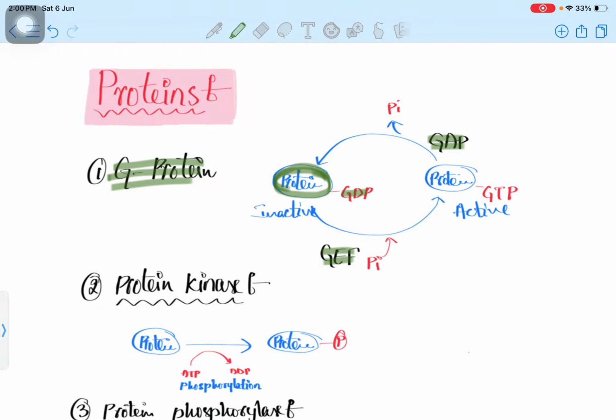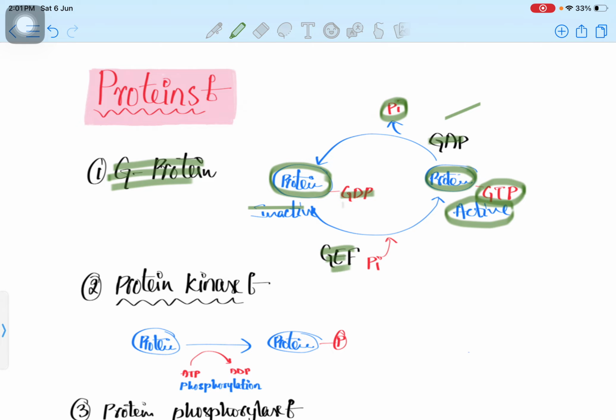We call this whole process the G protein cycle. Based on the G protein, if GDP is attached to the protein, we call it an inactive protein, and if GTP is attached, we call it an active protein. In this condition we have two things. One is GAP, which is responsible for removing the phosphate from the protein. Here you can see the protein with GTP present, in the active form, but GAP will remove the phosphate. Once the phosphate is removed it is converted into GDP, so the protein becomes inactive.